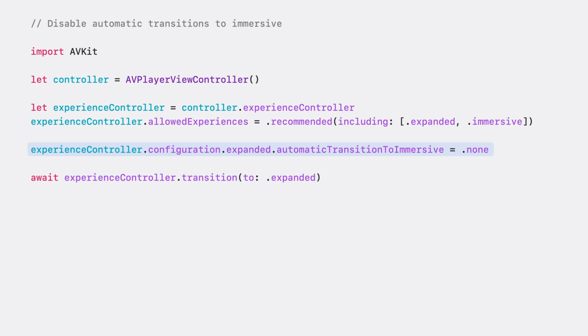Given that the automatic transition to immersive property is initially default, I will now need to specify the value of the property to be none. Assuming that the AV Player View controller is already in the application's view hierarchy, I'm ready to transition the AV Experience controller into the expanded experience.